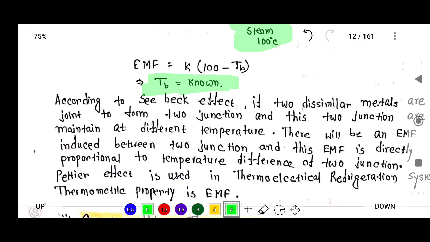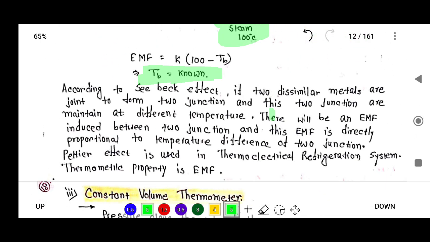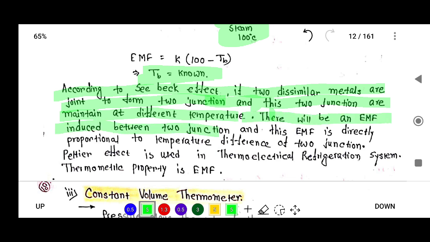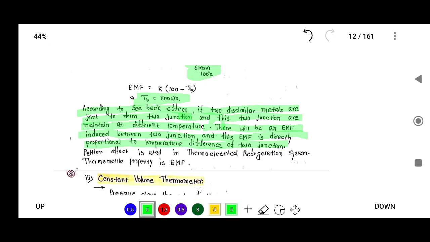So let's try to understand what the Seebeck effect is. According to the Seebeck effect, if two dissimilar metals are joined to form two junctions, and these two junctions are maintained at different temperatures, there will be an EMF induced between the two junctions, and this EMF is directly proportional to the temperature difference of the two junctions. This is known as the Seebeck effect.